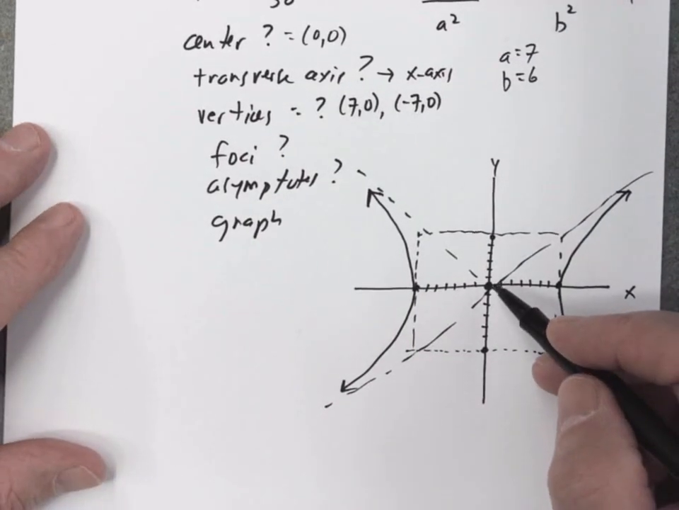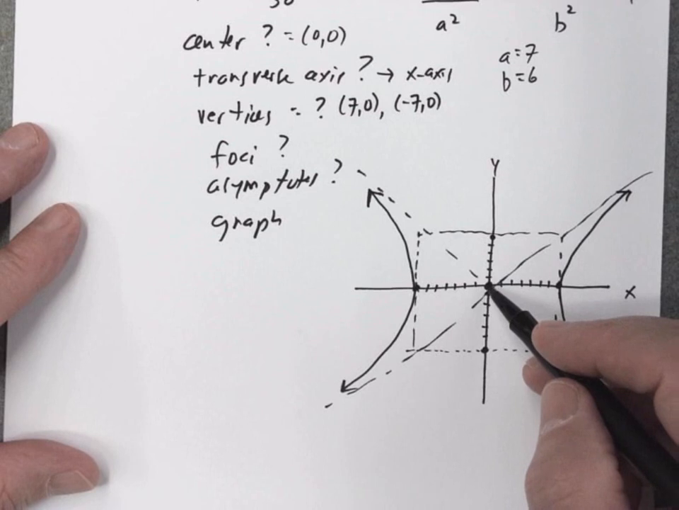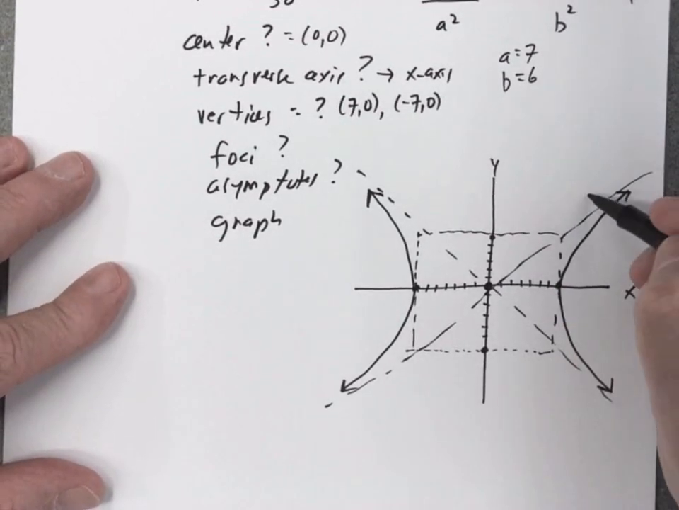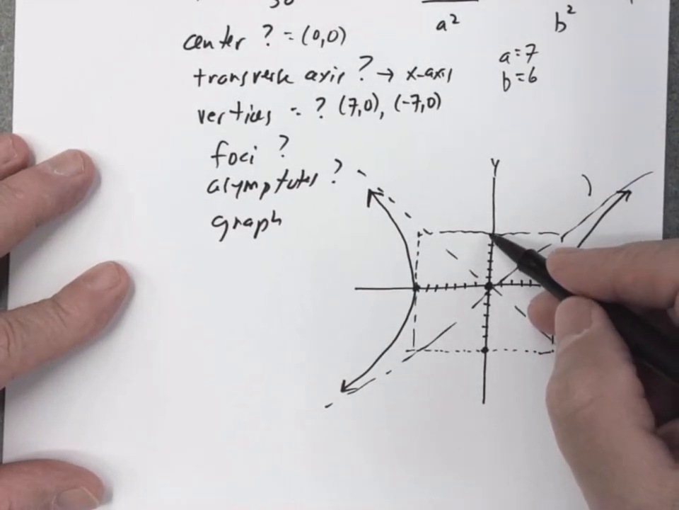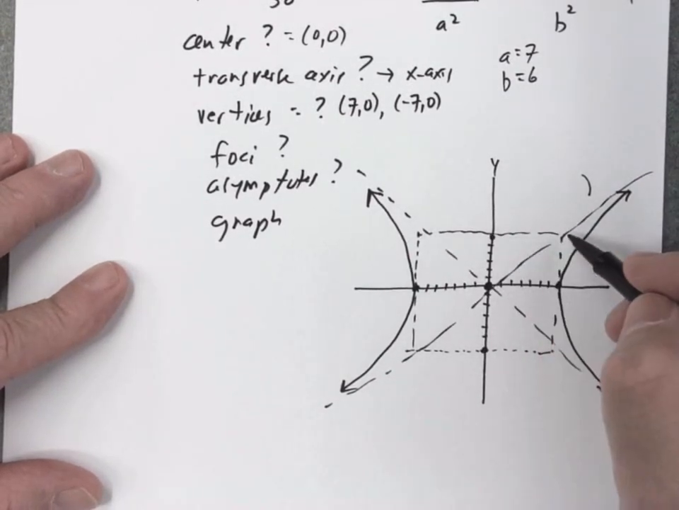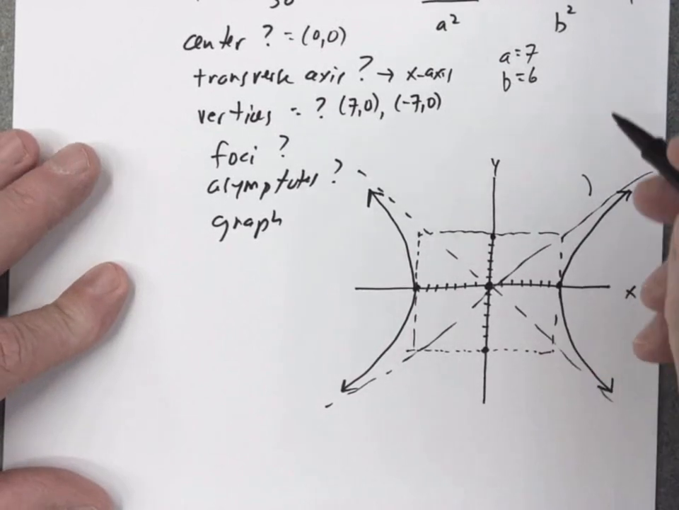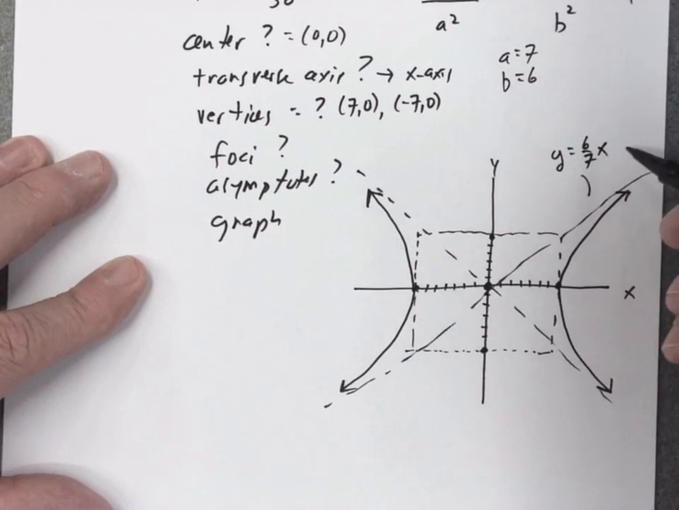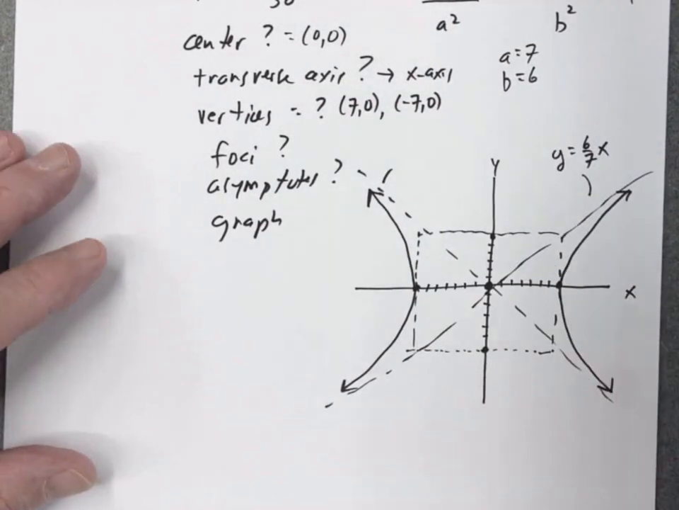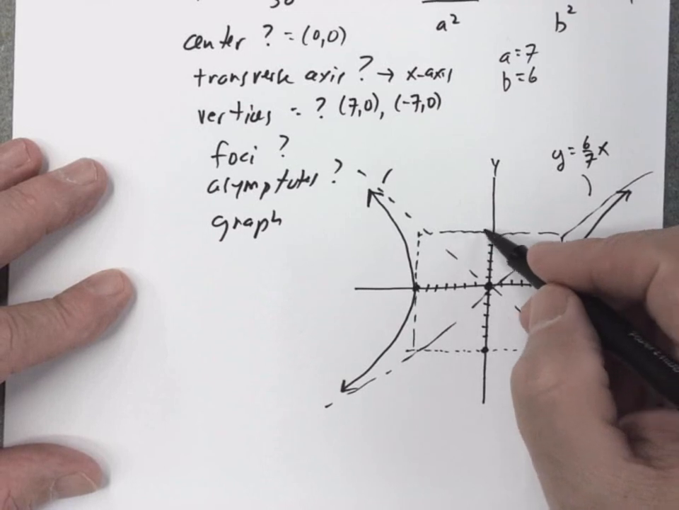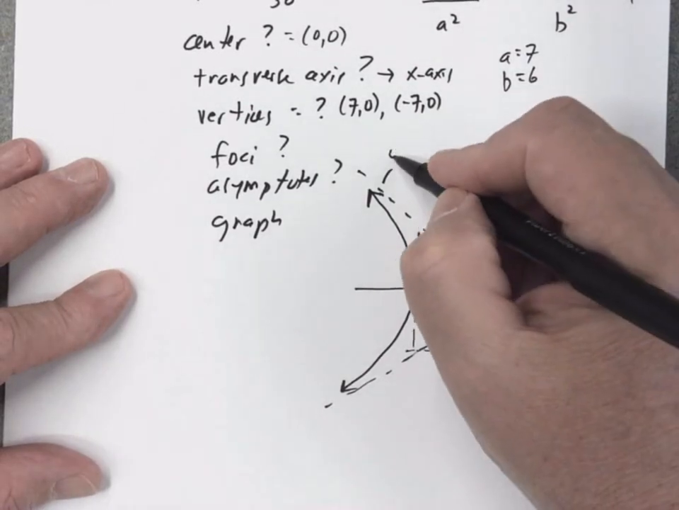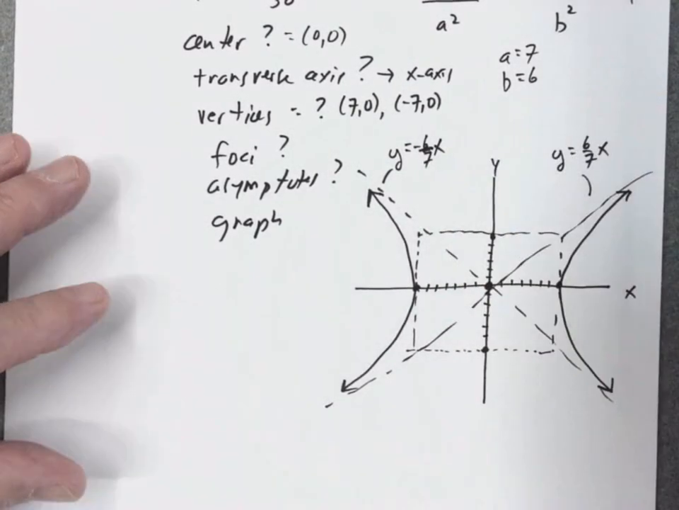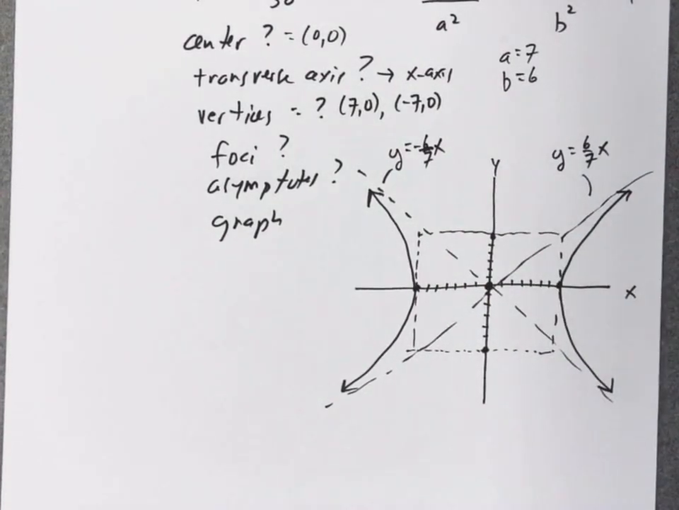Now the asymptote's pretty straightforward because the center's at the origin. The equation for this asymptote is going to have a positive slope. It's going to be rise over run. We go up 6 and over 7. And the equation for this asymptote, now we go up 6 and a negative 7. So those are the equations of the asymptotes.